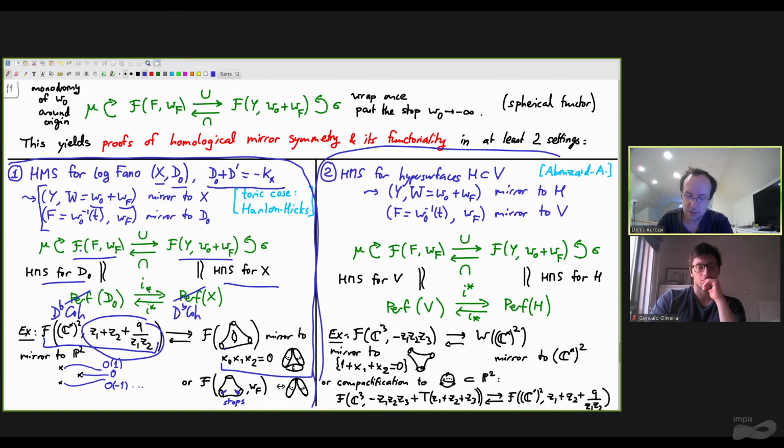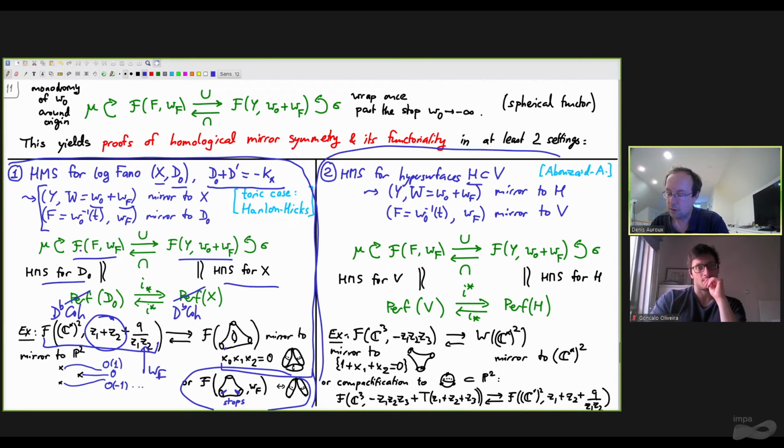But you could instead split off part of this and restrict, for example, to the level of just Z1 plus Z2, which is a pair of pants, and add in a stop, coming from this extra term. And what you would get is mirror symmetry now for a smaller divisor in P2, which is just, say, 2 coordinate lines instead of 3.